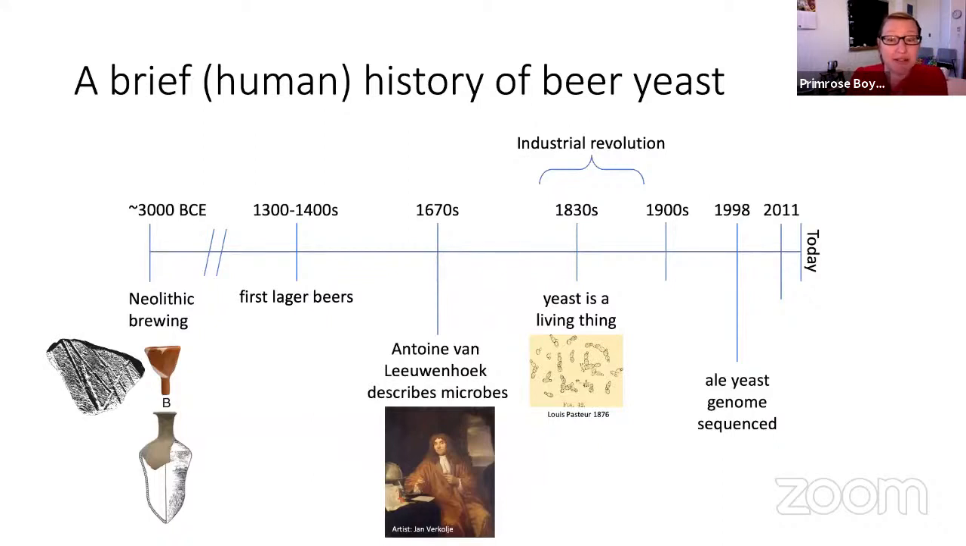Going on to the end of the 20th century, the first genome, so the DNA sequence that codes for genetic information of a eukaryotic cell. So this is a cell that has a nucleus or a cell that's not a bacterium. That first genome of a non-bacterium was the ale yeast, with Saccharomyces cerevisiae. So this is the first sequence of something like a human being, the whole genome. And this was in 1998. And that was really cool. This is a big day for yeast biologists.